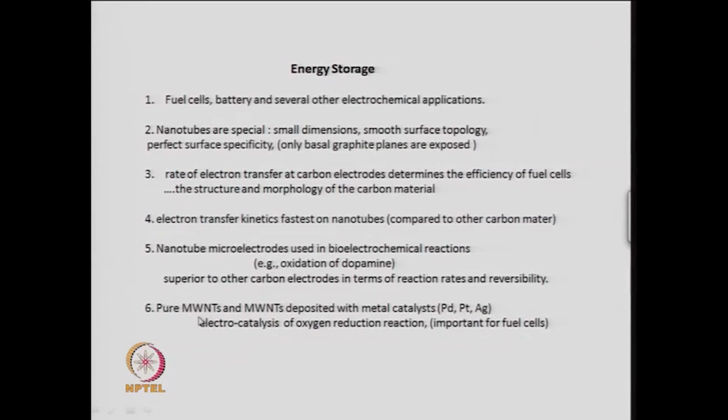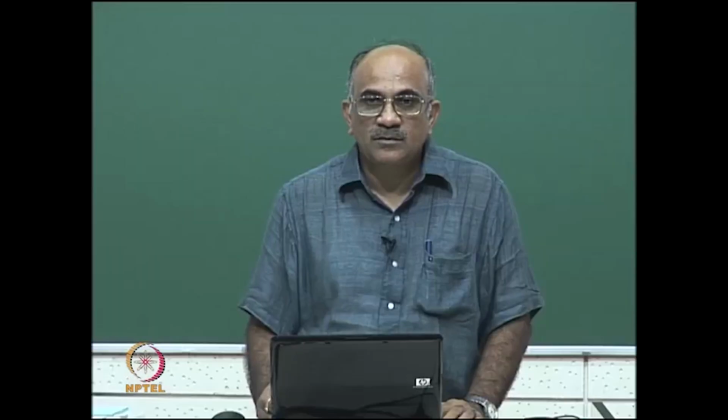Now, pure multi-walled nanotubes and nanotubes deposited with metal catalysts are also very important, and this particularly has been seen where metal deposited catalyst carbon nanotubes have been used for the oxygen reduction reaction. This reaction is important for fuel cells, because in fuel cells you have oxygen coming into one electrode and hydrogen coming in from the other electrode, and then you generate energy and water is liberated.